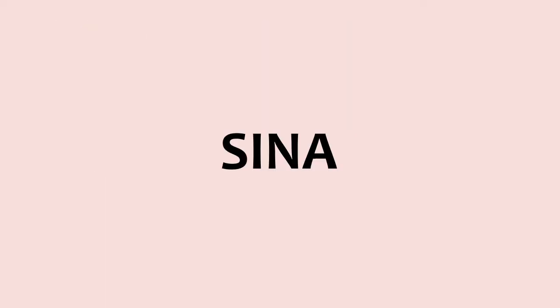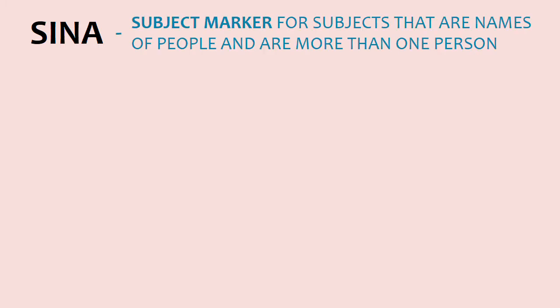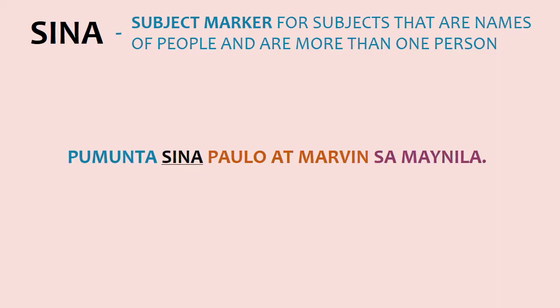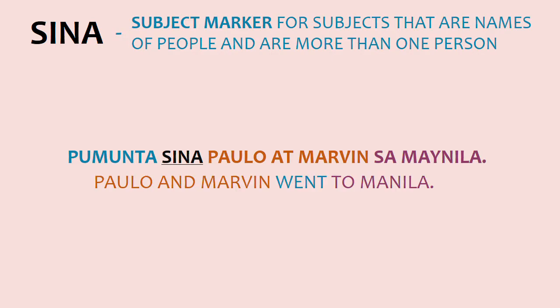On the other hand, SINA is a subject marker you use if the subjects are names of people and are more than one person. Halimbawa, pumunta sina Paulo at Marvin sa Maynila. Paulo and Marvin went to Manila. So SINA is not a pronoun like they or sila. It's just a marker that we use.